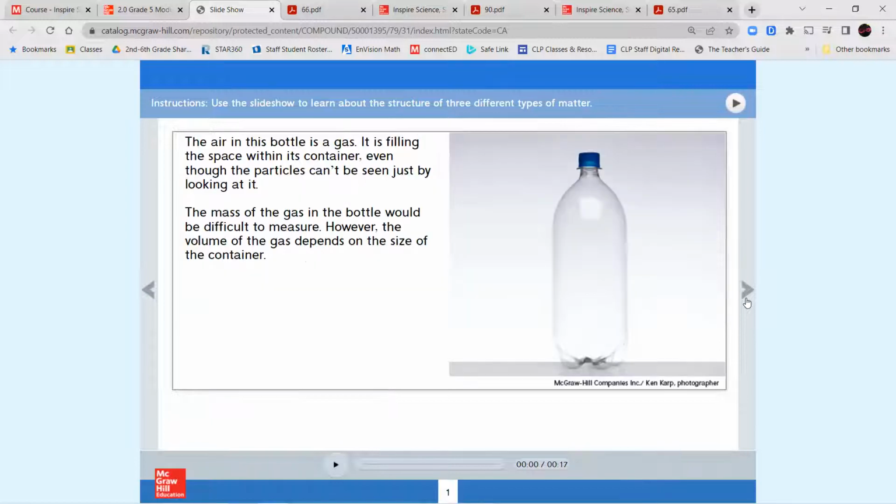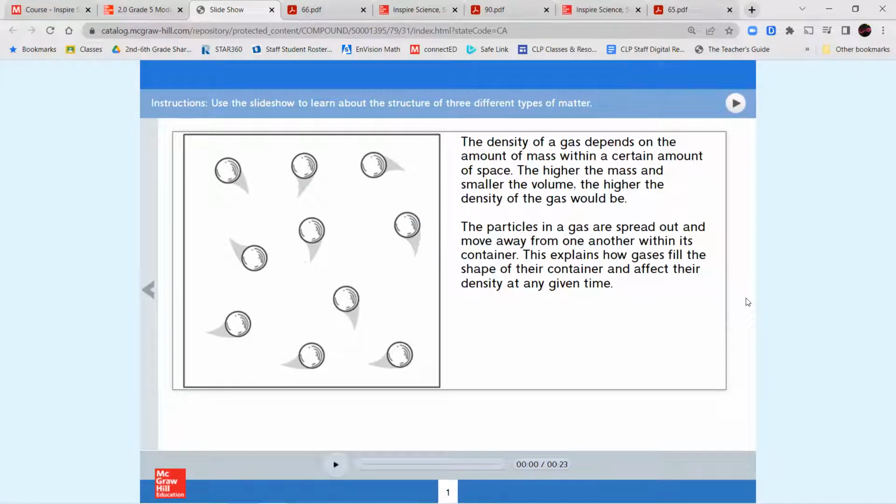Now, a gas has even fewer particles that just kind of float around past each other. And so they're spread out so far away from each other that this is how they can basically fill the shape of whatever container they're being put into.